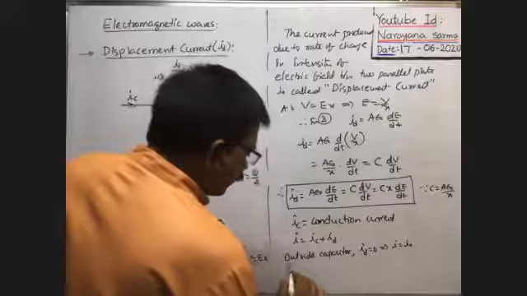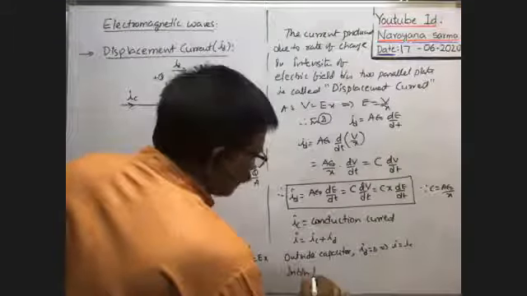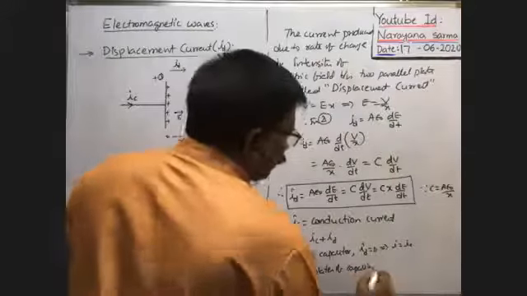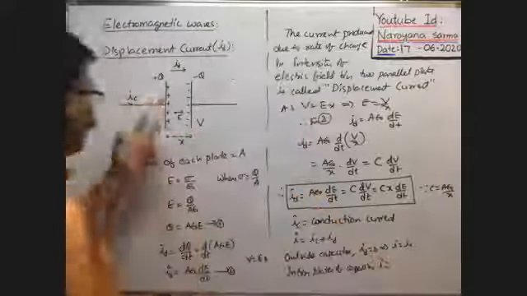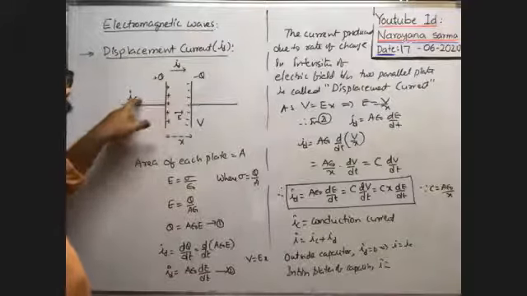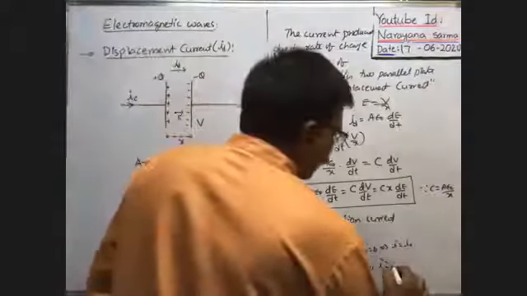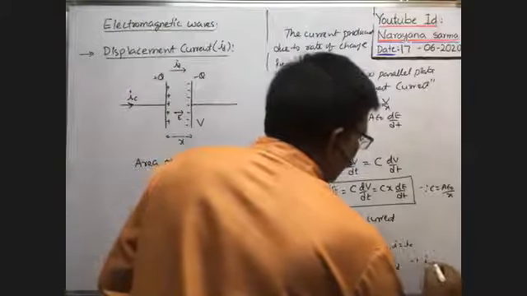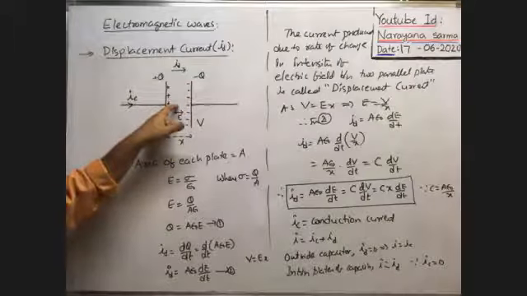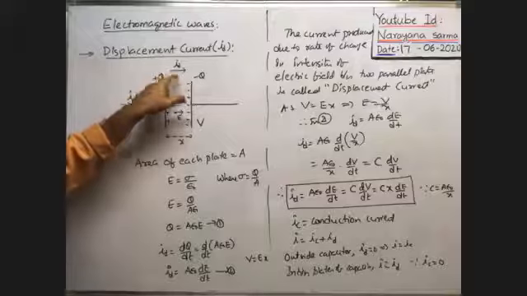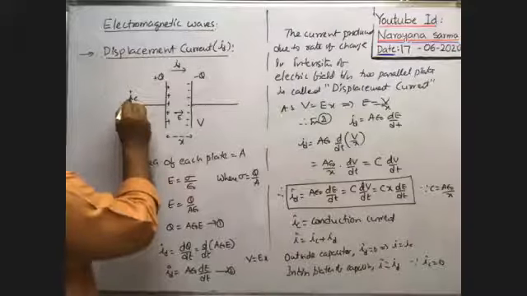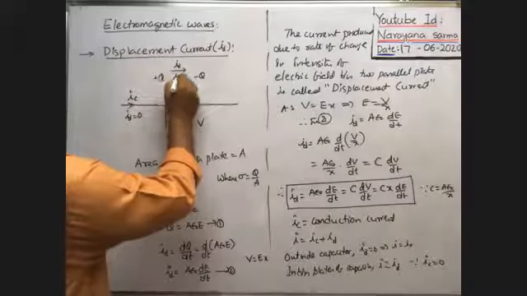But in between the plates of the capacitor, there is no flow of charge from one plate to another plate. That's why conduction current is 0, but displacement current exists. So in between the two plates of the capacitor, IC is equal to 0 and the displacement current ID exists. Outside the two plates of the capacitor, displacement current is 0, but conduction current exists.